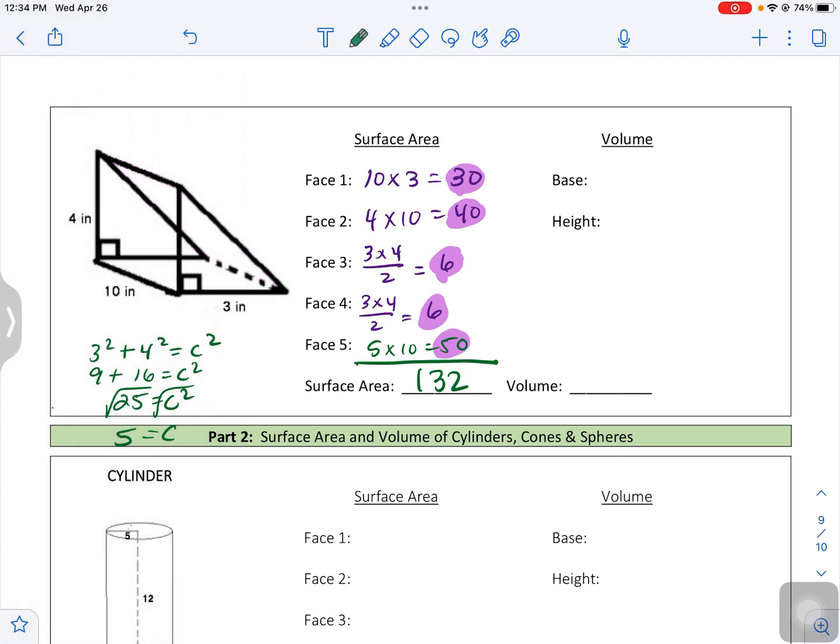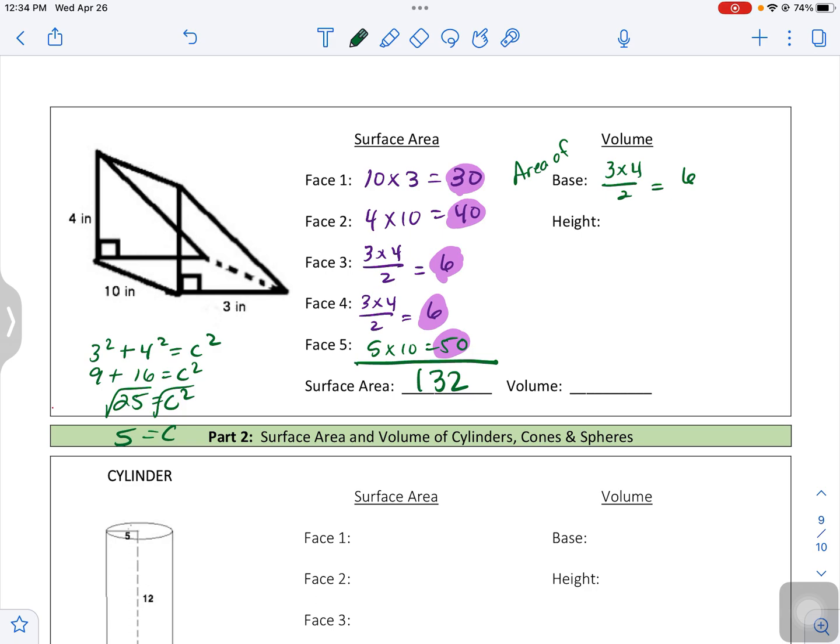Remember, volume is the area of the base times the height. We got to figure out where your area is. Your area, or your base. Your bases are your triangles here, because your bases are always opposite each other, the exact same size, and they're parallel to each other. So if I look at here, my triangles are the only ones that are parallel to each other, so they are my bases. So it's a triangle. I have to find the area of that triangle. So we already know it's 3 times 4 divided by 2. So the area of my triangle is 6.